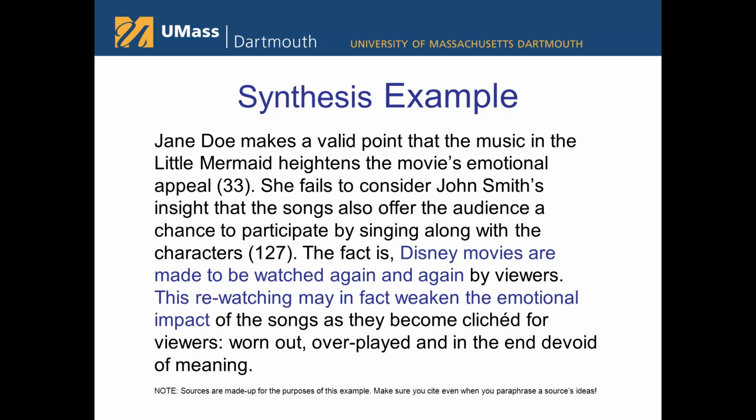So can you see how there's two fake, in this case, samples? But there's two sources at the beginning, right? There's Jane Doe and then there's John Smith. And they both have different points about the Little Mermaid movie. And then I put the synthesis in blue here to kind of highlight how then you're moving into combining those sources' ideas to create your own idea, right? That in this case, the emotional appeal is lessened by rewatching, right? Because those songs become cliched and lose their impact and their meaning.